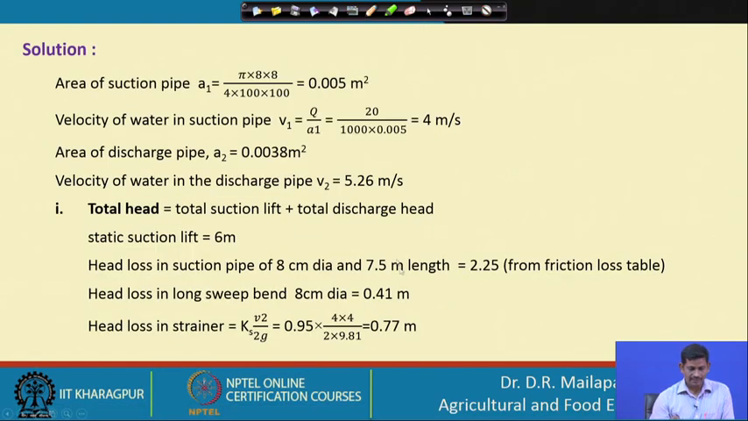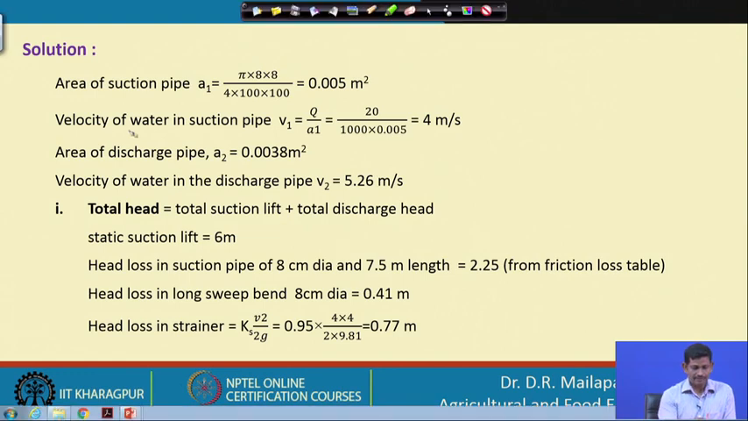Then the calculations are like this. First, the area of the suction pipe: since the diameter is given, you can find the area of the suction pipe and the velocity in the suction pipe. Knowing the discharge and the area, you can find the velocity. Similarly, for the discharge pipe, area and velocity.